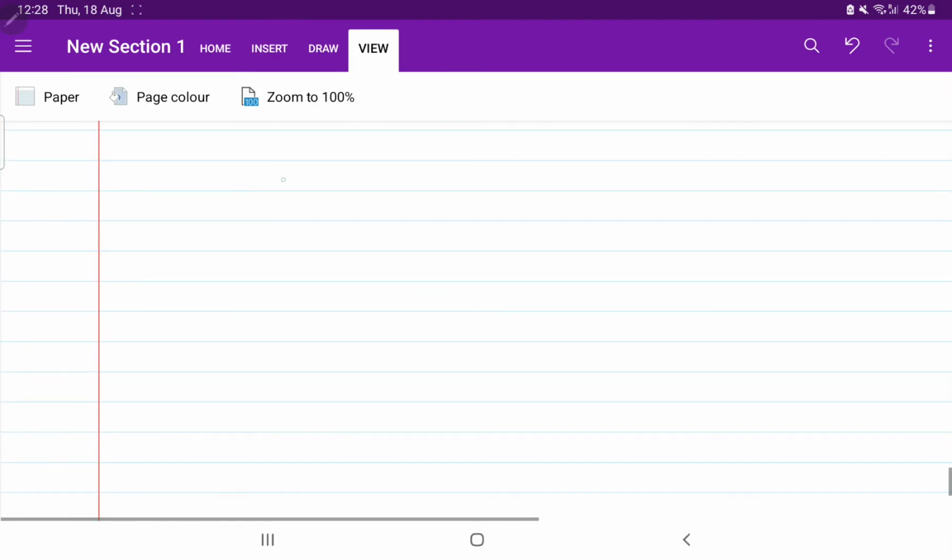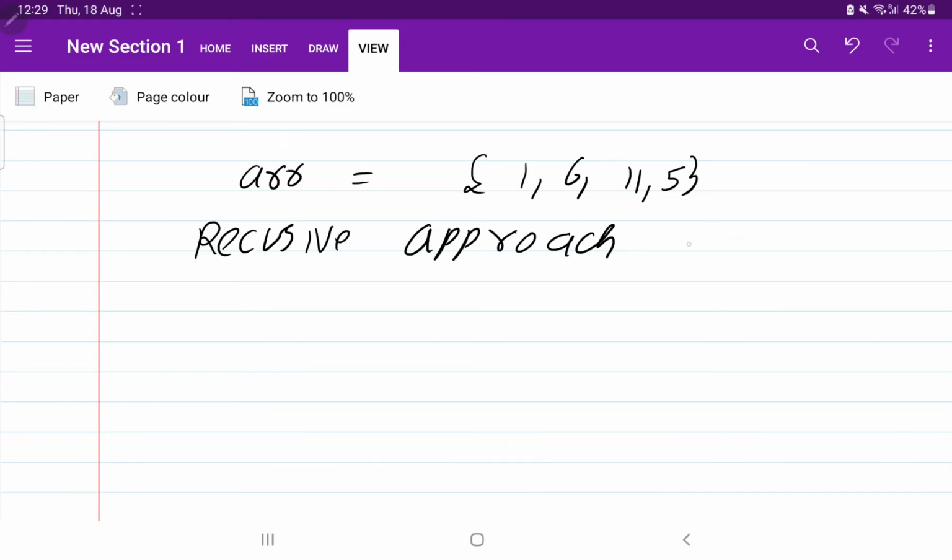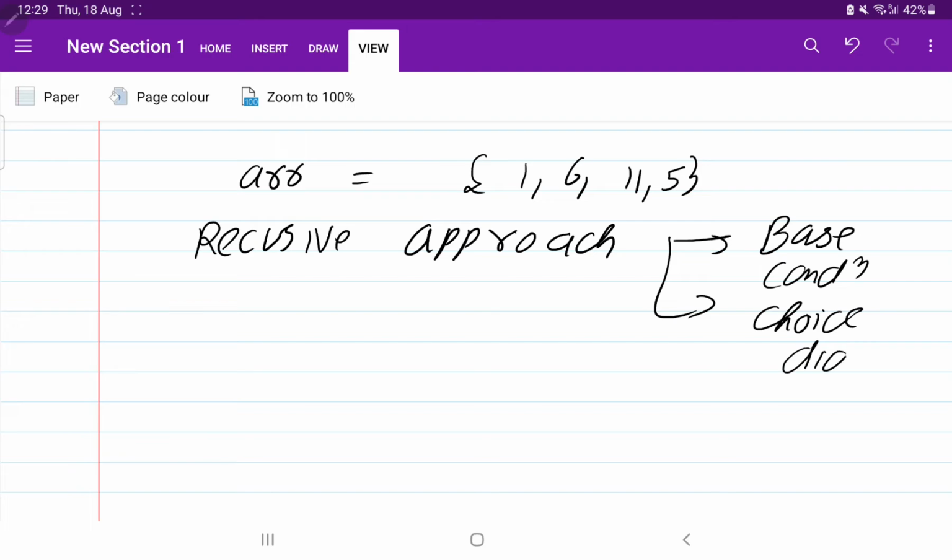Now again the question is very easy. An array is given to us. What is the array? 1, 6, 11 and 5. So first of all I am going to use the recursive approach. In the recursive approach we have to focus on two things: first the base condition and then the choice diagram. If we can write these two things, then our solution will be complete.